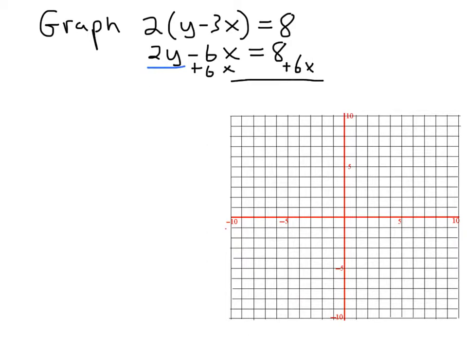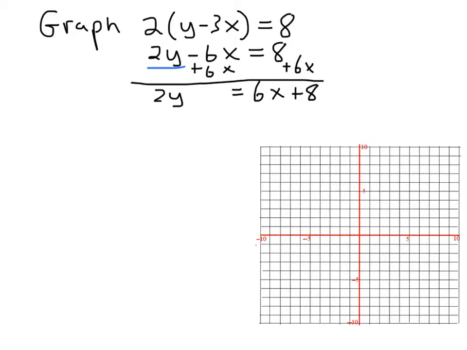That gives us 2y equals... Now we could either say 8 plus 6x, or we could say 6x plus 8. I'm going to say 6x plus 8 because I'm trying to get it into the form y equals mx plus b. The last step would be to divide through by 2. We'll divide each term by 2, which gives us y equals 3x plus 4.